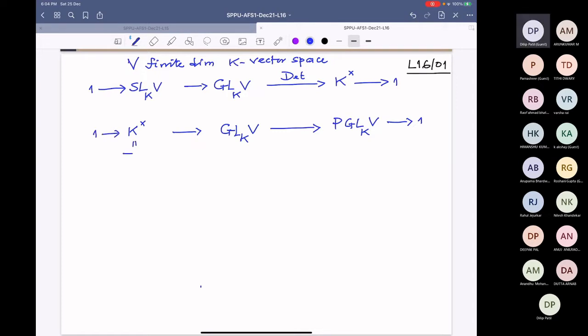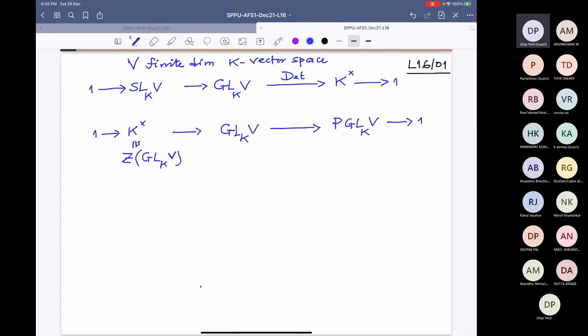Remember, this is the center of GL_K. That is what we have identified. They are precisely the scalar matrices, so the diagonal entries are equal, that is a, and a is a non-zero element in the field. So that is precisely the center. So this is another one.